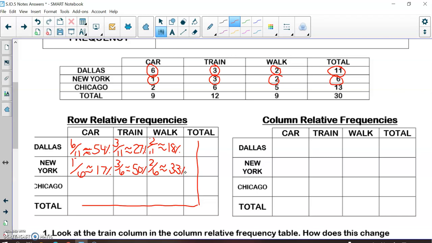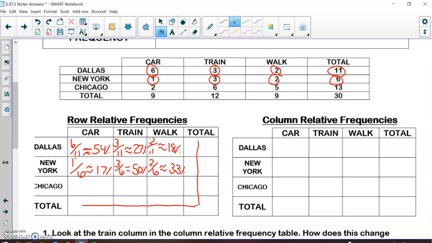So basically what this means is that 1 out of 6 people living in New York drive their car to work. So about 17% of the people that live in New York will drive their car to work. And 3 out of 6 people living in New York, about 50% of people living in New York, ride the train. That's how we would read this. That's what that would mean.